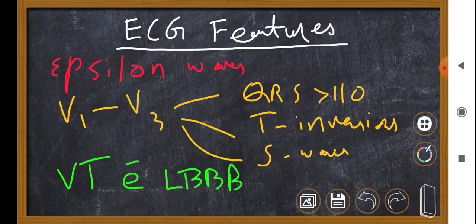And thirdly, there are chances of the presence of paroxysms of ventricular tachycardia with LBB morphology. LBB morphology indicates the origin of ventricular tachycardia from the right ventricle. Now let's view some ECG examples of the ARVC.